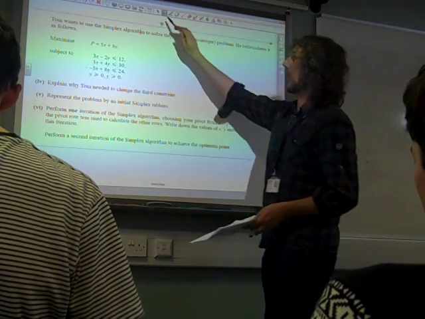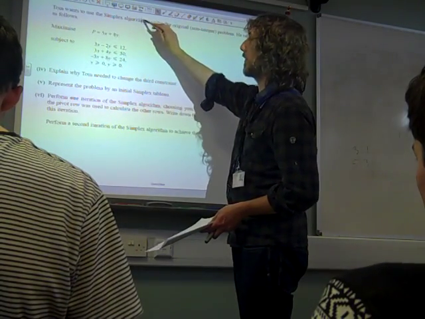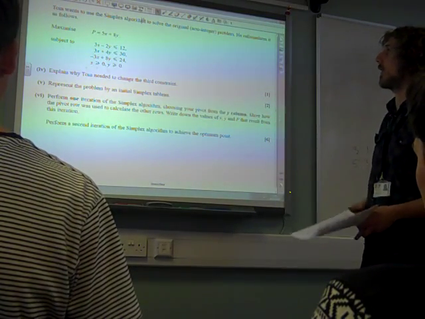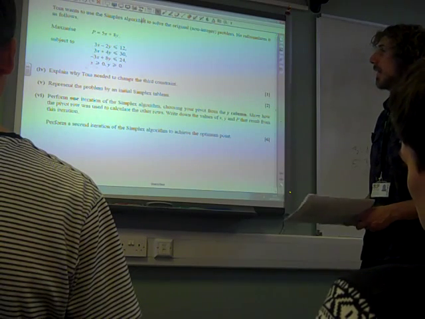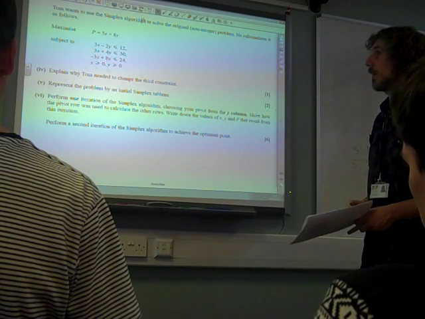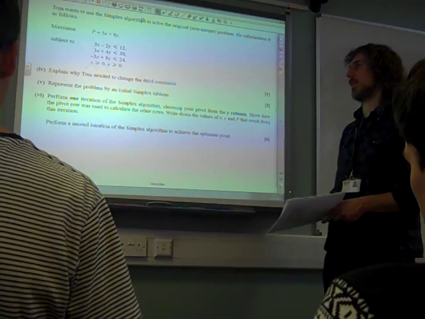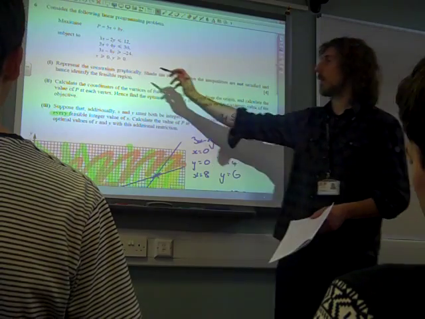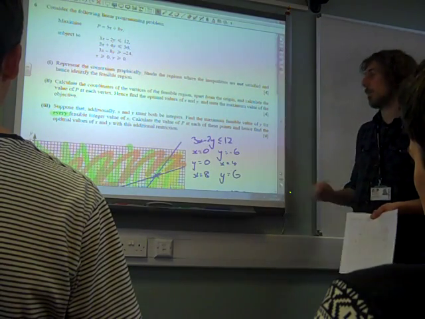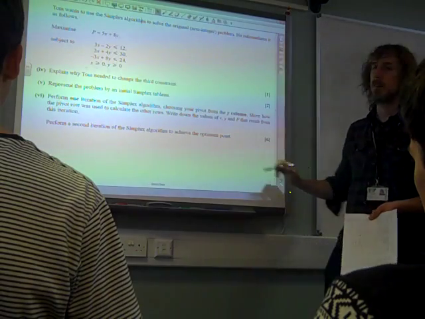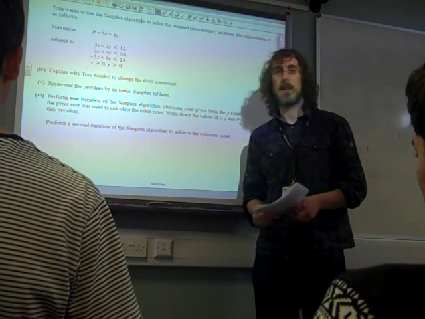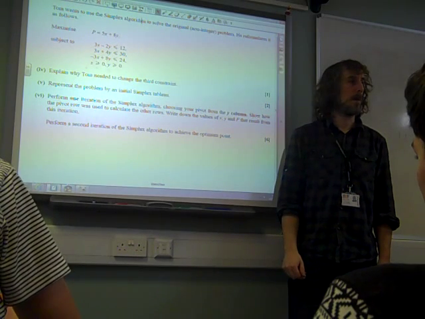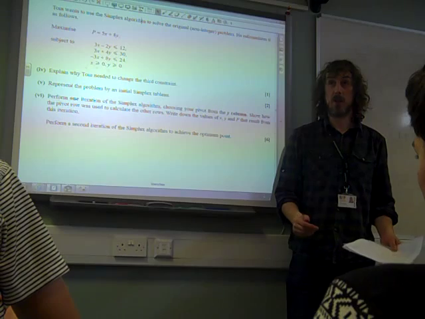So, now, having done that, Tom wants to use the Simplex algorithm. Well done, Tom. To solve the original non-integer problem. He reformulates it as follows. Explain why Tom needed to change the third constraint. The third constraint previously said 3x minus 8y is greater than or equal to minus 24. He's changed it to minus 3x plus 8y is less than or equal to 24. Why did he need to change it?